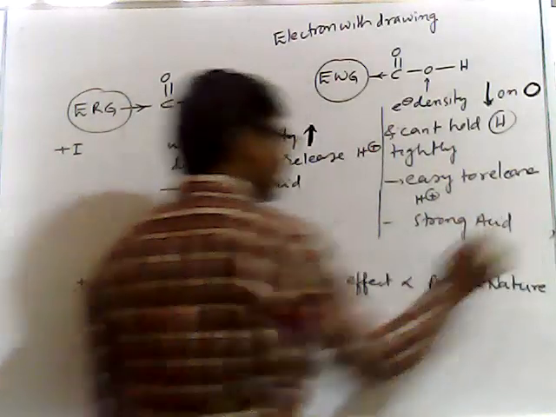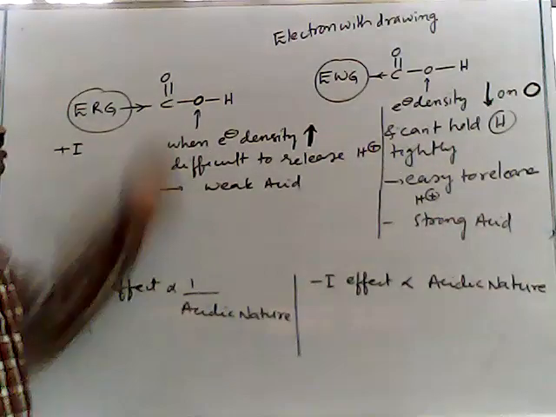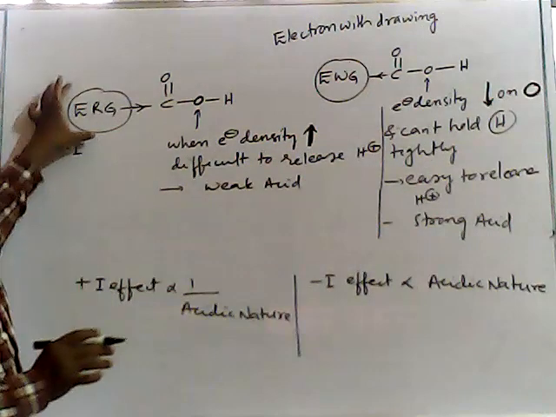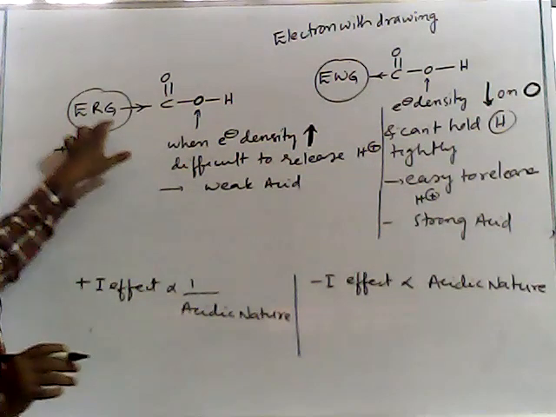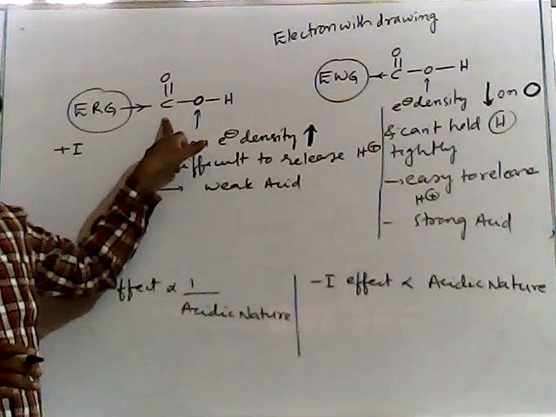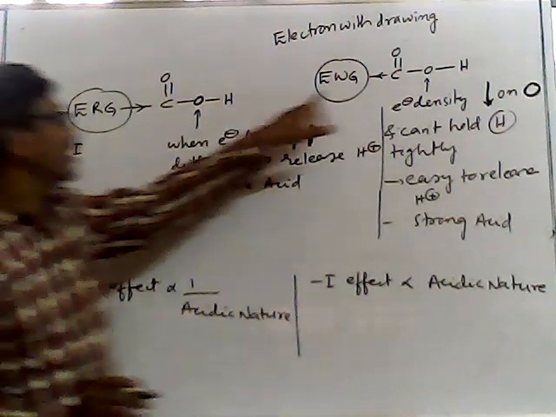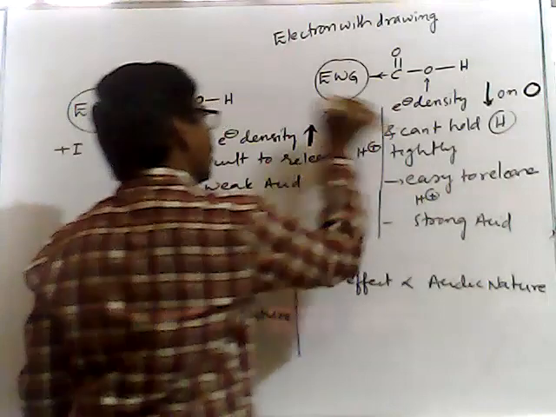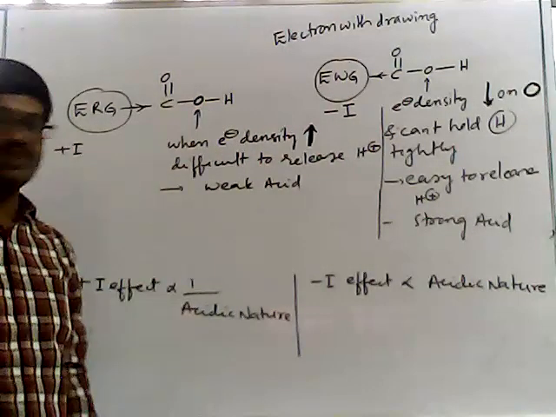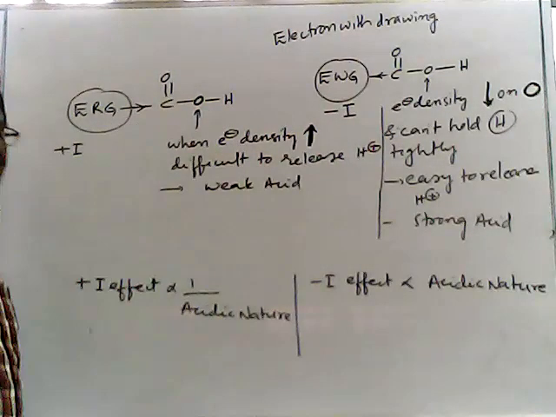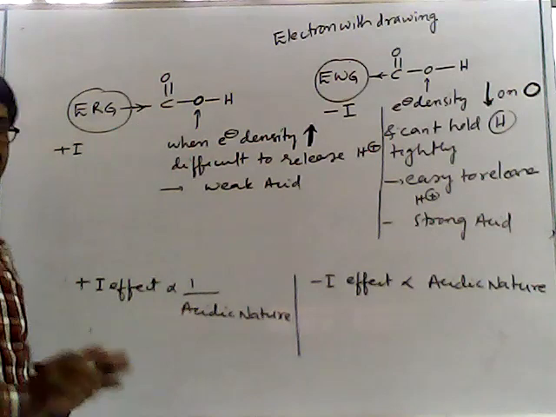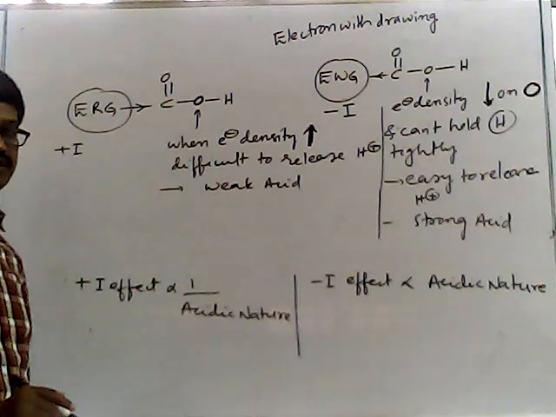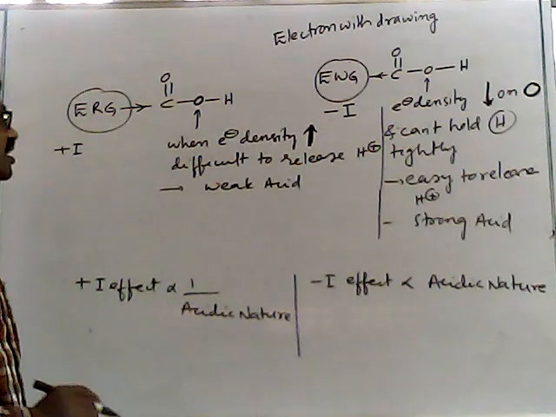This concept first of all you should know. This is the carboxylic acid. This is also carboxylic acid. But the thing is, ERG, electron releasing groups, are present on the carboxylic acid framework. Here electron withdrawing groups are present, which are nothing but minus I groups. All minus I groups are electron withdrawing groups. All plus I groups are electron releasing groups. And hydrogen has no electron withdrawing nature and no electron releasing nature. It has zero inductive effect.